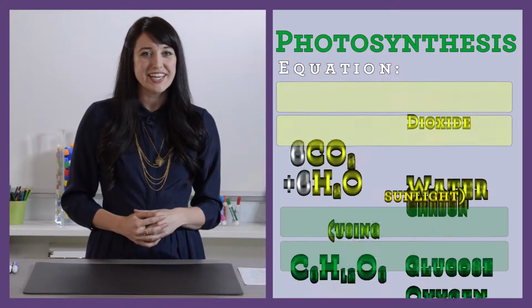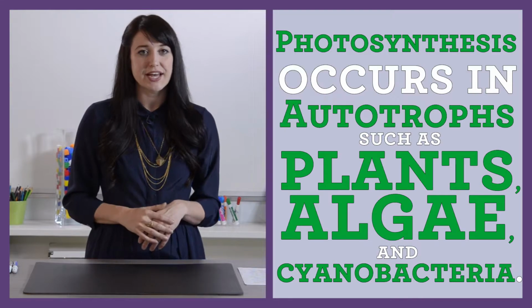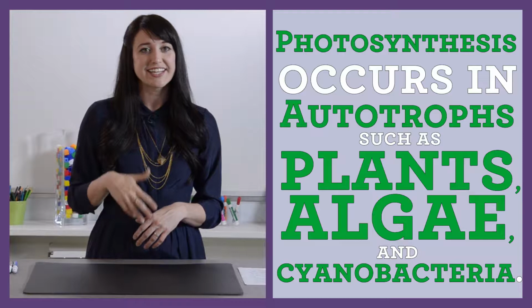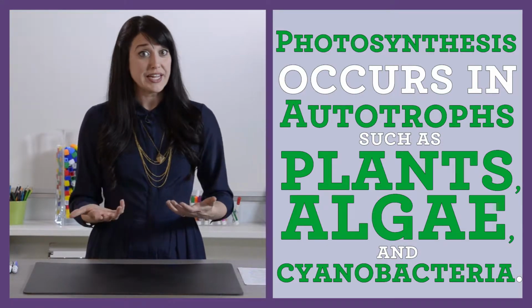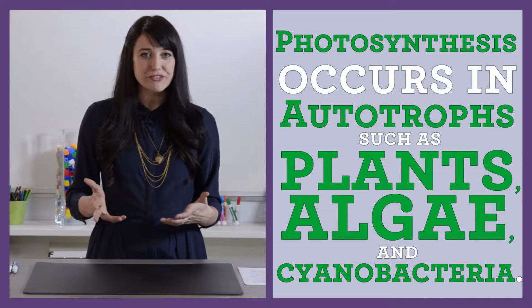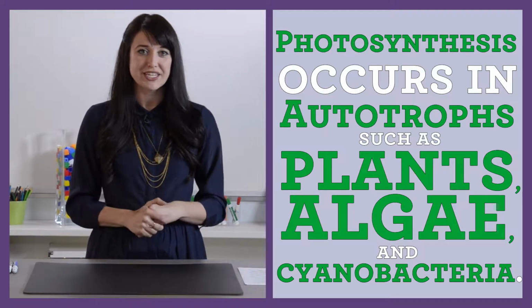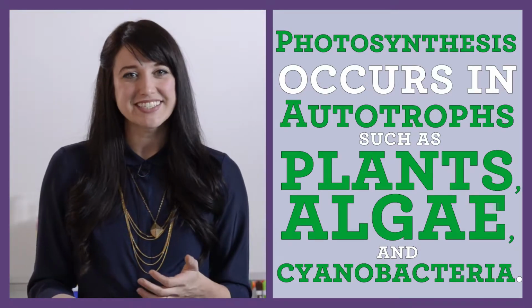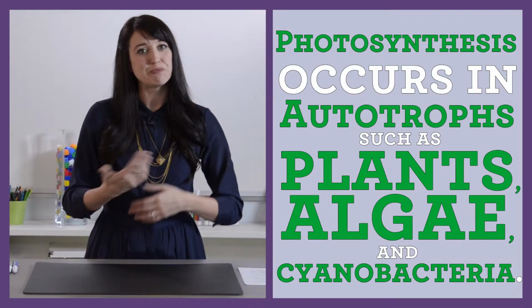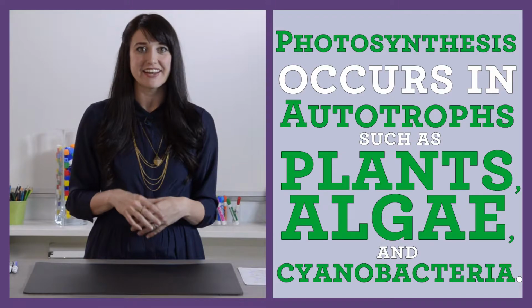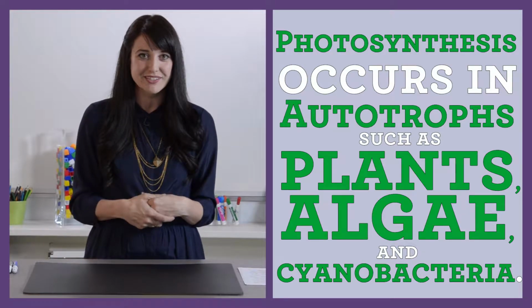Photosynthesis occurs in autotrophs such as plants, algae, and cyanobacteria. Cyanobacteria are green bacteria that contain chlorophyll in order to do photosynthesis. Cyanobacteria are thought to be the evolutionary ancestor of all plants and algae and other photosynthetic organisms.